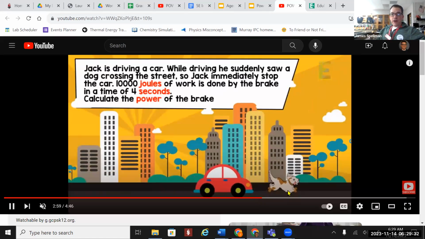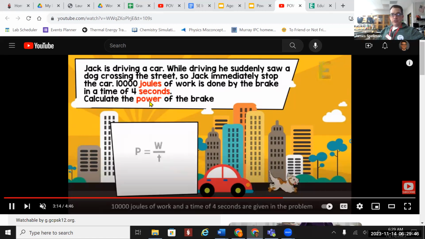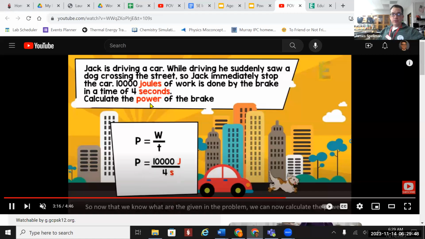A car coming to a stop, trying to miss the doggy here. So if it comes to a stop, it might use 10,000 joules of work to slow down and come to a stop. Now, ideally, every car could be able to do that. But if the time changed, that would tell you that there's a difference in the power of the brakes to be able to make that change. So if we did 10,000 joules in 4 seconds, that would give us the power of the brakes, which would be, again, in watts, 2,500 watts.